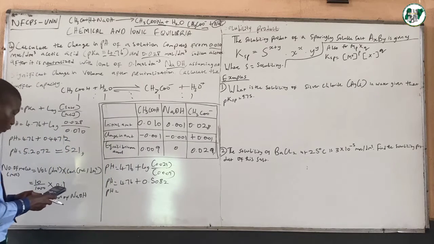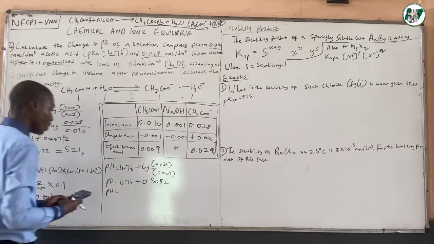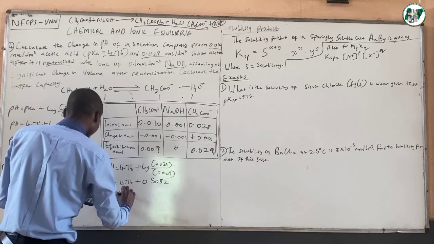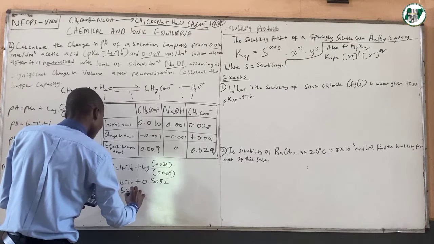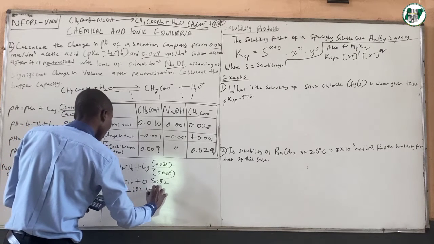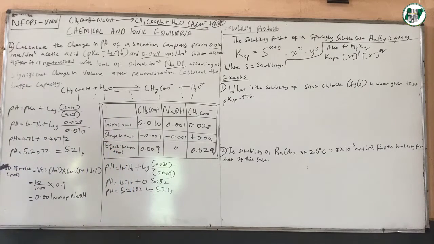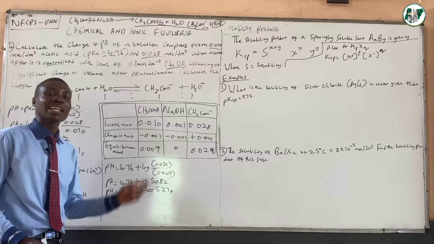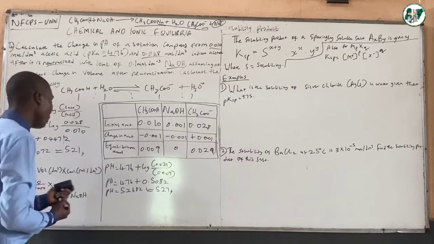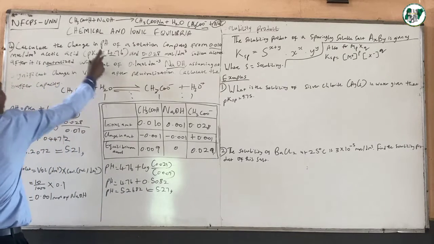So our pH is now going to be equal to 4.76 plus 0.5082, which is going to give us 5.2682, approximately 5.27. So the original pH initially was 5.21, and now the pH is 5.27 because addition of the base increased the pH. So the question says calculate the change in pH.